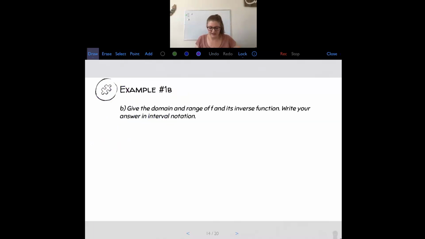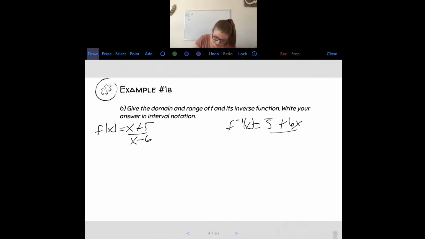Next, give the domain and range of f and its inverse function. Write your answer in interval notation. So first, what I suggest doing for a problem like this is to find the domain of each. So f of x was equal to x plus 5 over x minus 6, and f inverse of x, which is what we just found, is equal to 5 plus 6x over x minus 1.